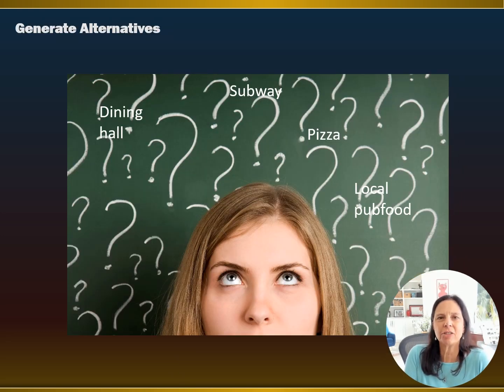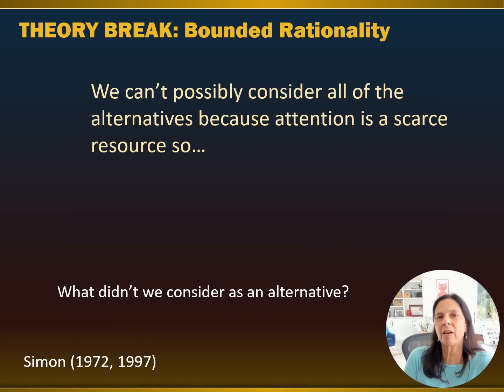Next, we're going to generate alternatives, and this is alternatives generated from the perspective of a student on campus. Could go to the dining hall, could have Subway, could have pizza, could have local pub food, or, from my perspective, I would also like to add other things. But because we have a situation called bounded rationality, we don't include all of our alternatives.